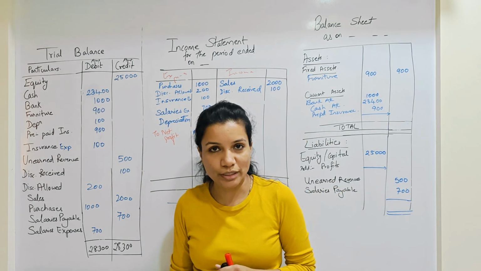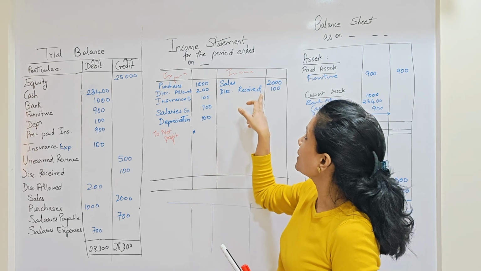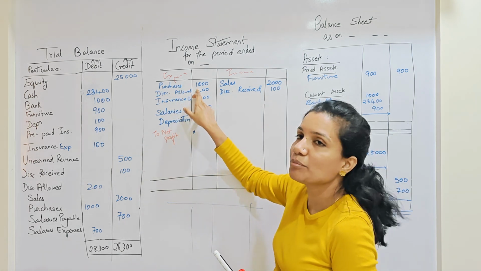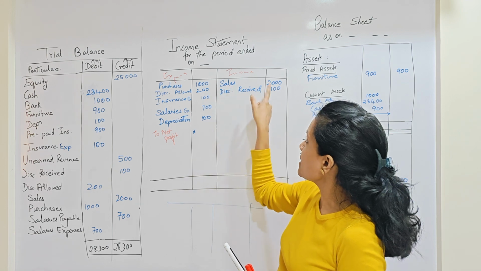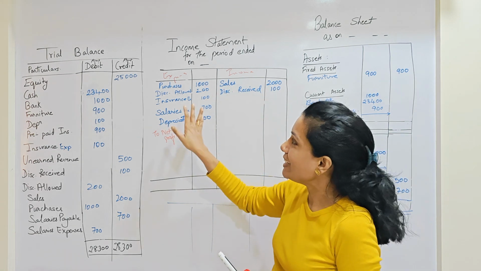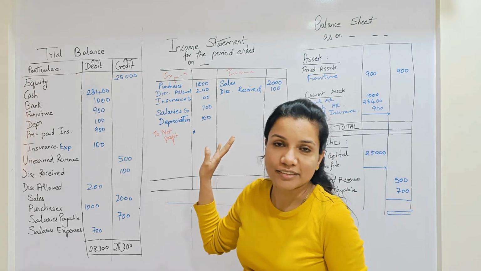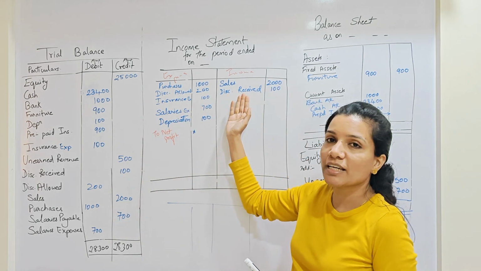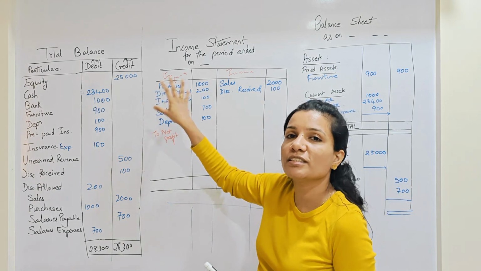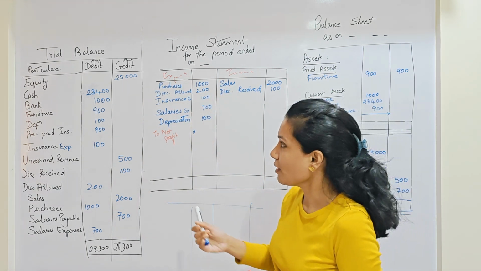Now there is another way of doing this. Purchases were 1000, discount received was 100, so you deduct 100 from purchases and take the net figure 900 here, and sales, instead of recording it at 2000, less discount allowed 200 and take net 1800. You can do that. So either deduct the discount allowed from sales and discount received from purchases and take the net figure, or take them separately, your wish.